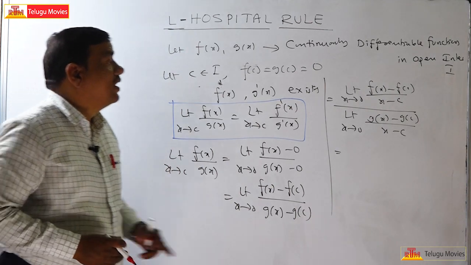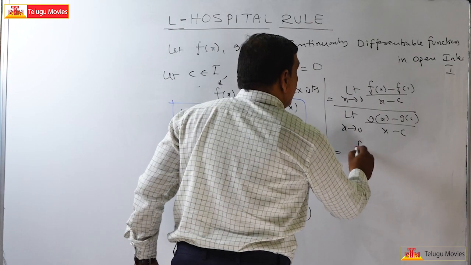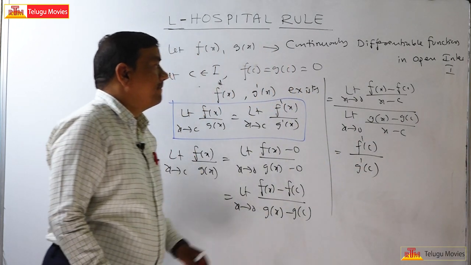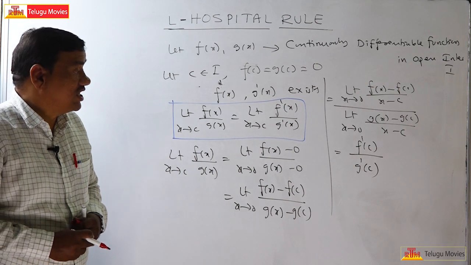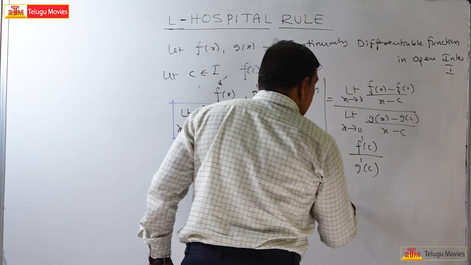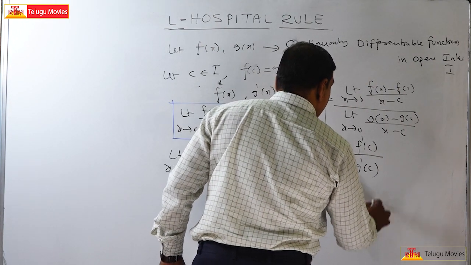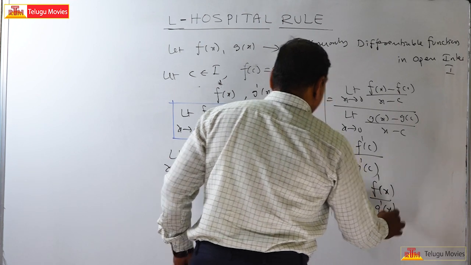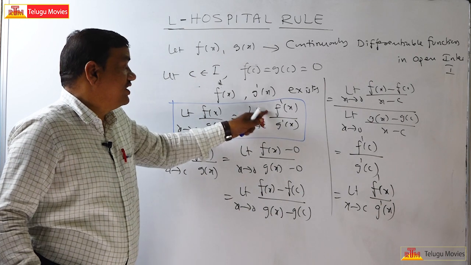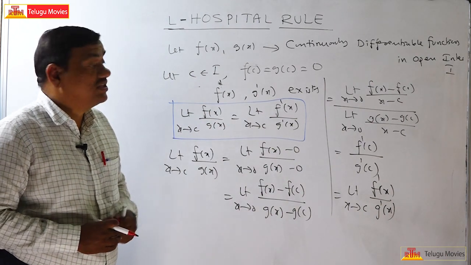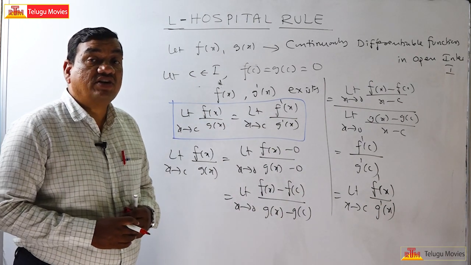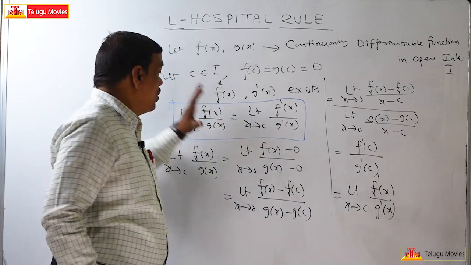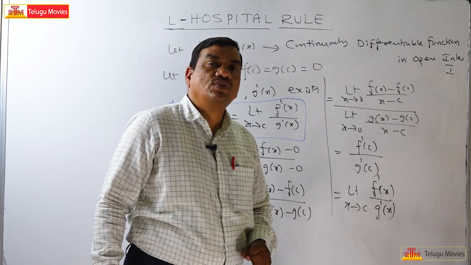This is the definition of f dash of c and it is the definition of g dash of c. So the numerator f dash of c, the denominator g dash of c, can be written as limit x tends to c f dash of x by g dash of x, since f of x and g of x both are continuous functions. So I hope that you understand this simple proof.